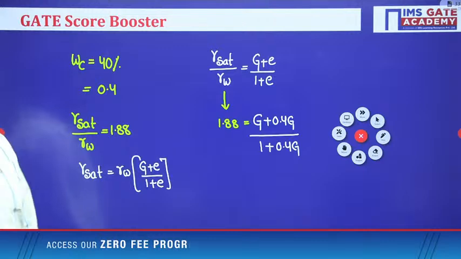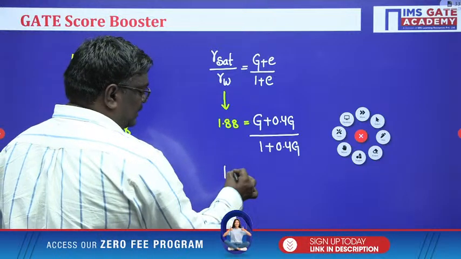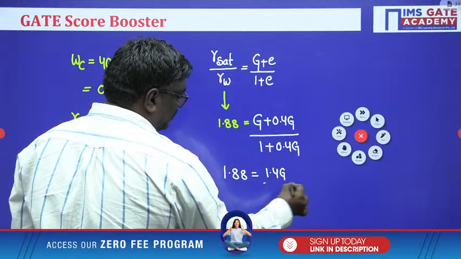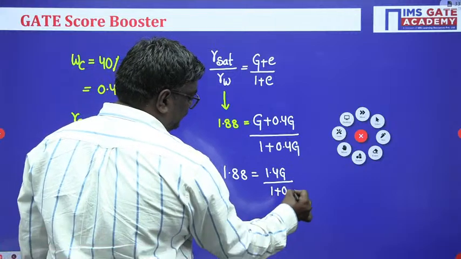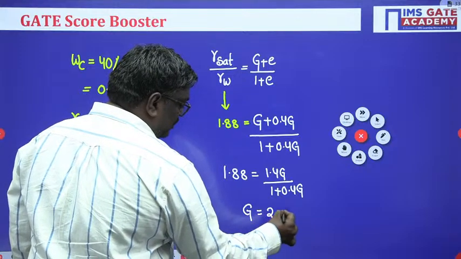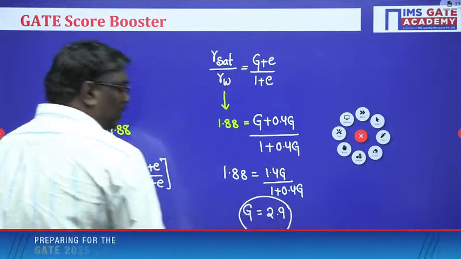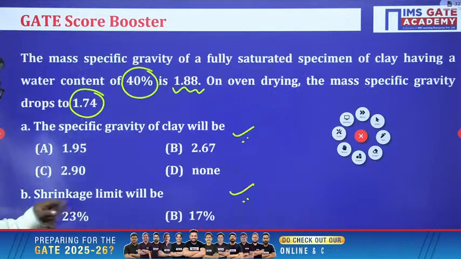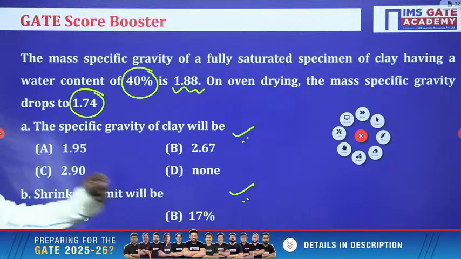Now, if you plug in these values, you will get 1.88 is equal to 1.4G upon 1 plus 0.4G. If you simplify it, you will get G is equal to 2.9. What is the value of G here? 2.9. But what they have asked is, what will be the shrinkage limit?